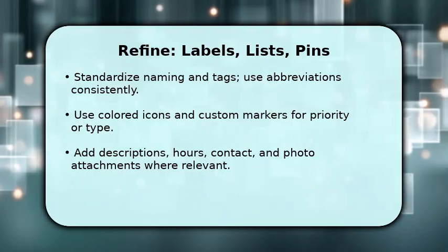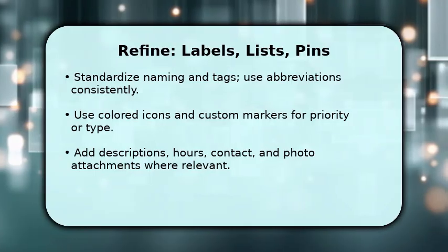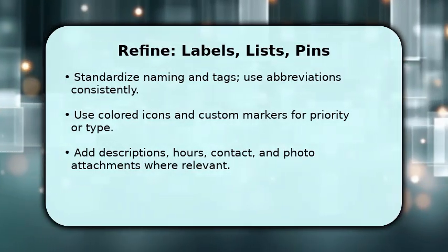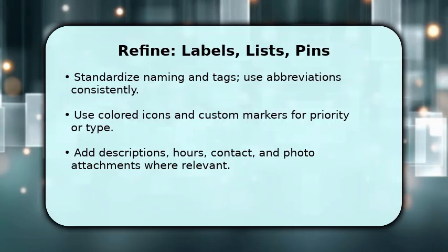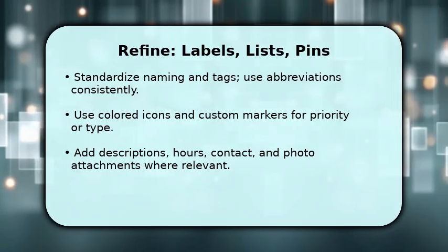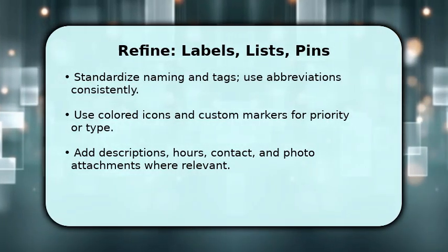Then assign colored icons and custom markers to indicate priority or type. Visual contrast lets you parse maps quickly. Add descriptions with hours, contact info, and a photo attachment for recognition. Also, create saved lists for recurring trips, so you can pull them without rebuilding the map every time.